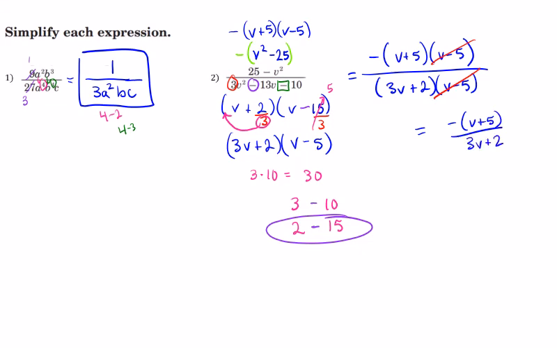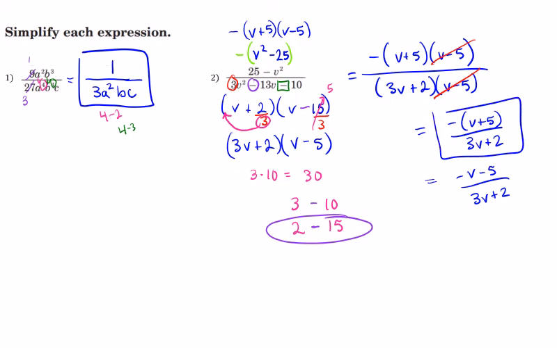Okay. All right. If you want, you could distribute this negative here. It's not necessary. But another way to write it would be negative v minus 5 over 3v plus 2. Okay. So this would be your final answer. Either one would be totally fine.